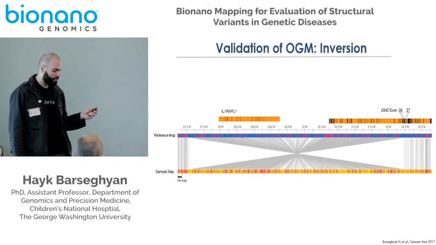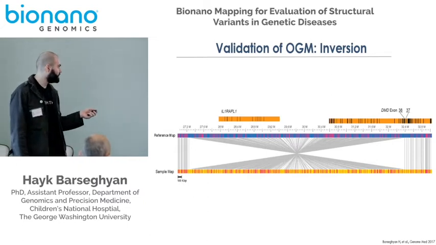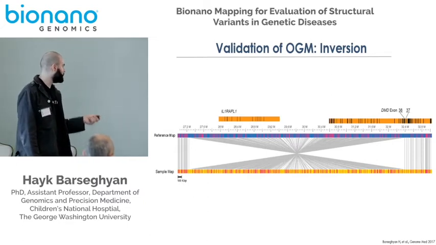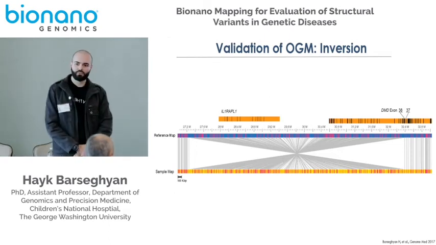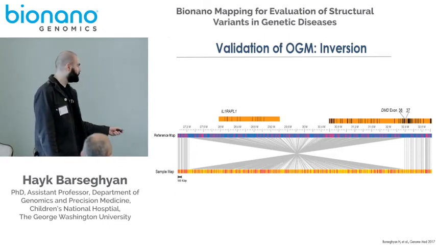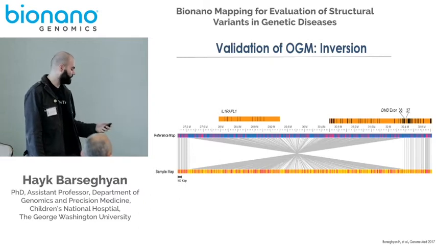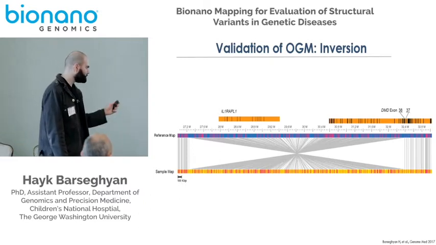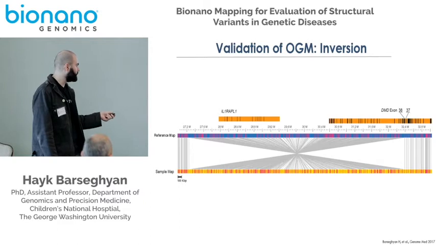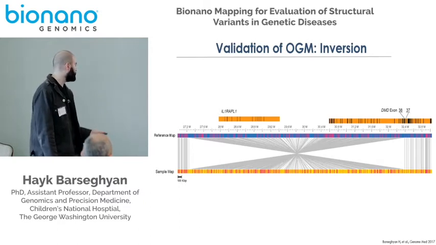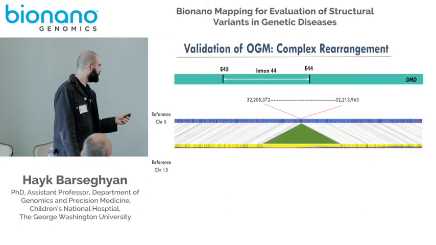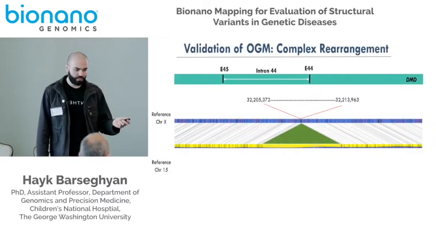The third example here is an inversion. This is a 5.1 megabase inversion that disrupts the DMD gene. So it proves the method, that if you align your map with the reference map, you're able to find any irregularities between them. In the clinical environment, this took a while to diagnose, and with optical mapping, it's less than a week.